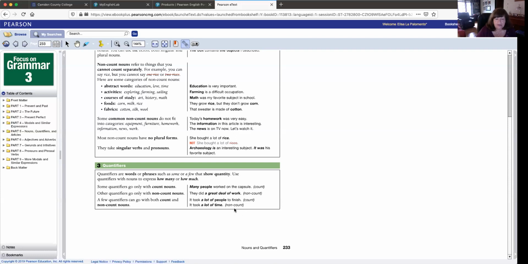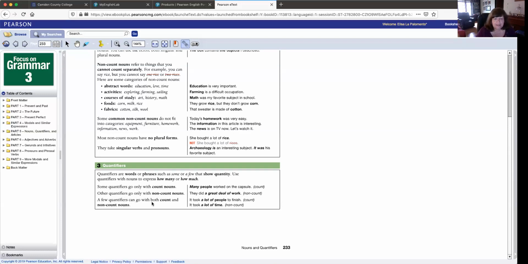All right. So let's go back to this. Other quantifiers go only with non-count nouns. So a great deal of only goes with non-count nouns. They did a great deal of work. He drank a great deal of milk.